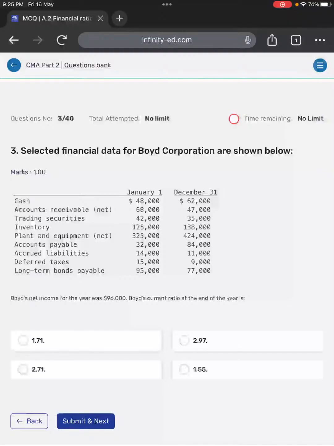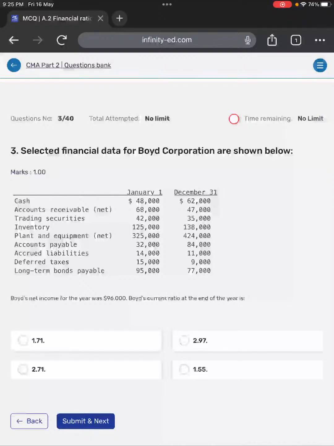Okay, it means this is asking only the current ratio at the end of the year. This is January 1 and 31st December, the beginning and the year end. Suppose January 2024 started and 31st December will be the ending. One year of data is given. The current ratio at the end of the year: the simplest formula is current assets divided by current liabilities.